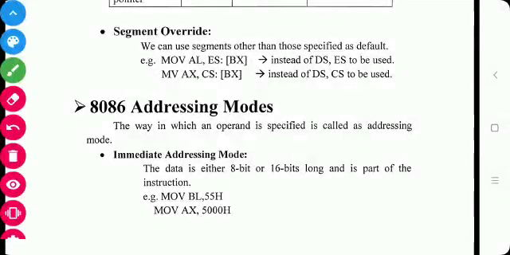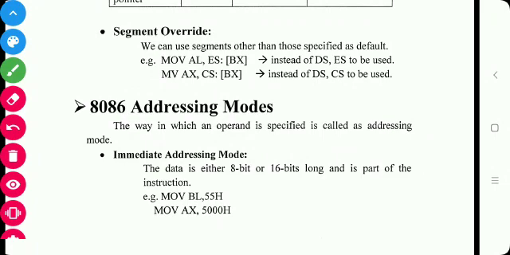Today's topic is 8086 addressing modes. So what is addressing mode? The different way the processor can access the data is called the addressing mode. It means the way in which the operand is specified is called the addressing mode. So there are various addressing modes.